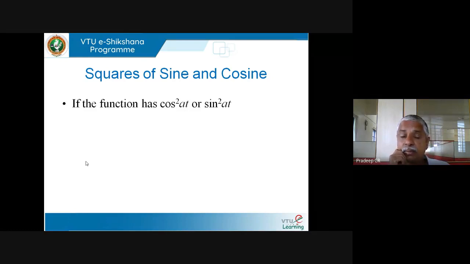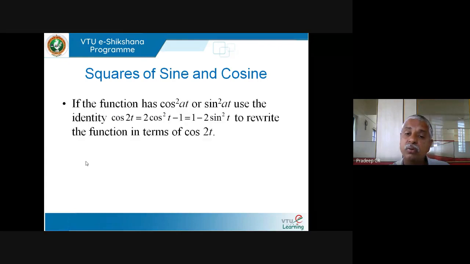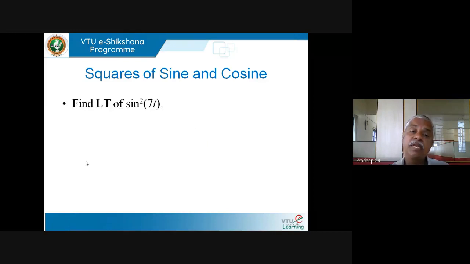You recall from your class 12, how do you integrate cos square at? Yes, you use this formula. Cos 2t is 2 cos square t minus 1, and rewrite cos square t in terms of cos 2t and then you will integrate. Integration is a linear operator, so you can pull out half and do all the usual things. So maybe if it's a bit abstract, let's see one specific example.